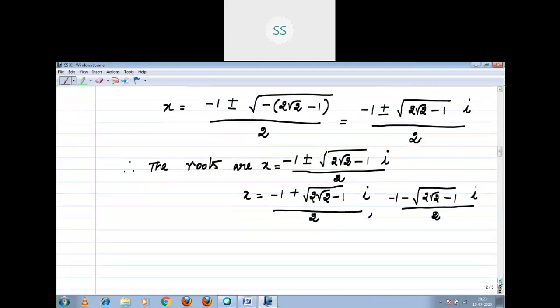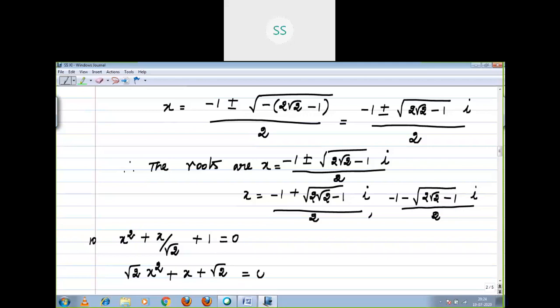Question number 10: x square plus x by root 2 plus 1 equals 0. You can cross multiply or keep as such, nothing is wrong. If you cross multiply, you will find it easy. The previous one also you can try this way. Root 2 x square plus x plus root 2 equals 0, because the right hand side is 0, it won't be affected when taking the LCM.